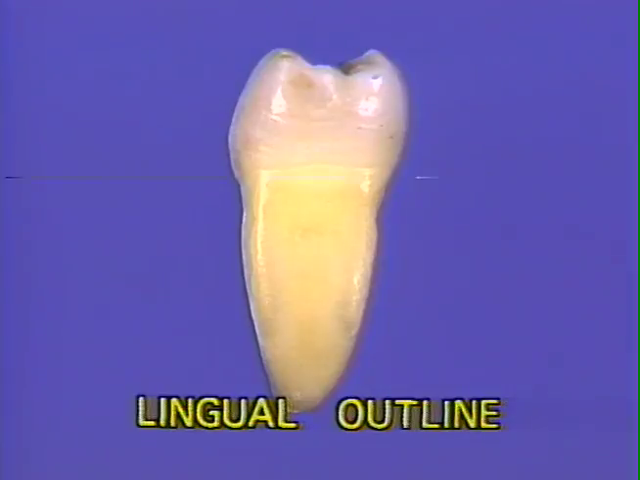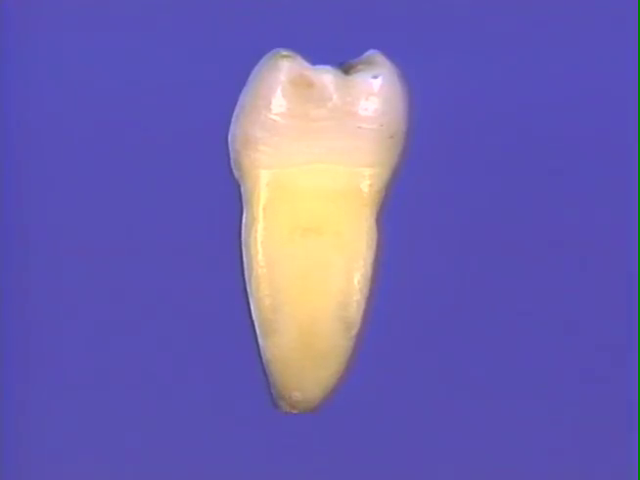The lingual outline. The lingual outline is straight or slightly convex from the cervical area to the height of contour. From the height of contour, it is quite convex to the occlusal surface. The height of contour is located in the middle third.